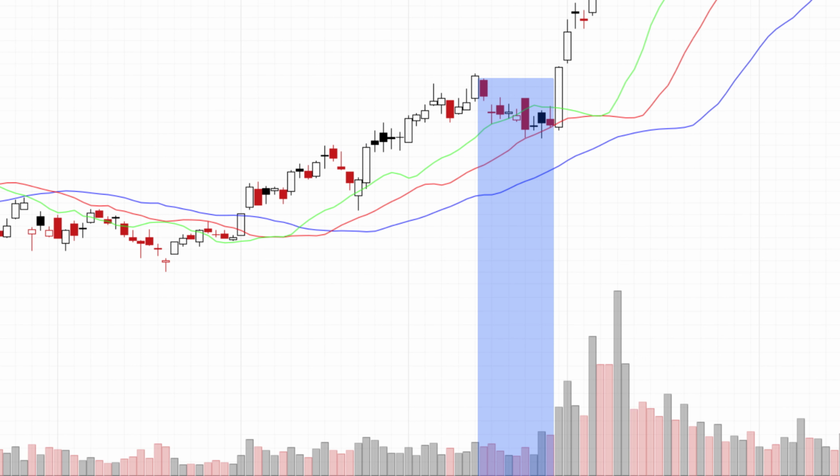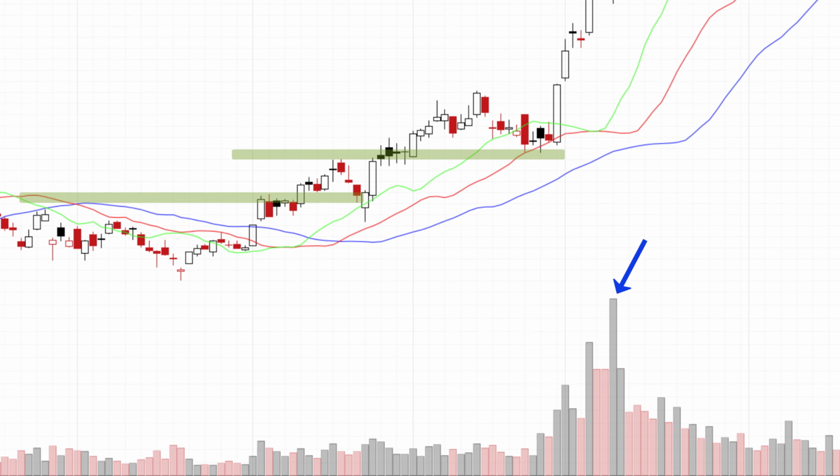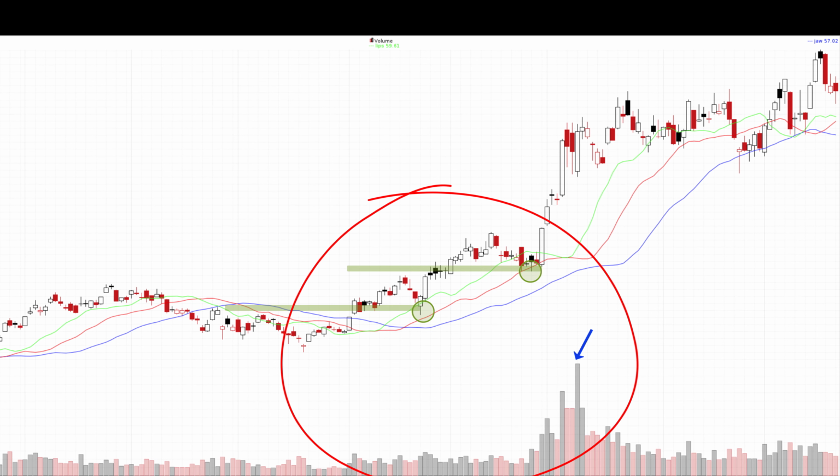For example, the presence of existing horizontal support or resistance levels, or the presence of typical candlestick patterns or formations like a bullish hammer candlestick or a bullish engulfing pattern. Rising volume as soon as the price resumes its previous trend. And the more additional elements present at the same time, the stronger the setup will be.